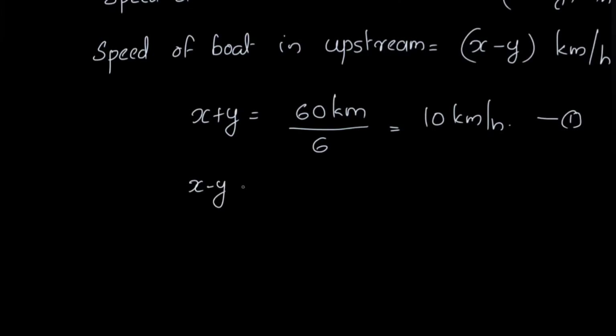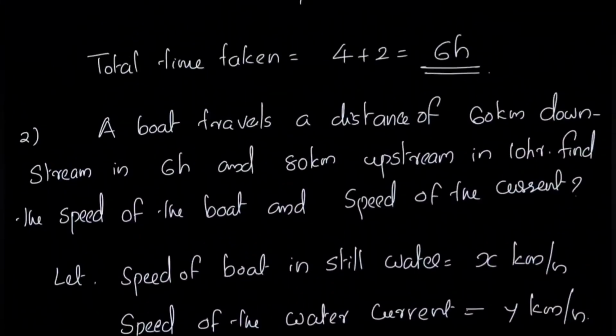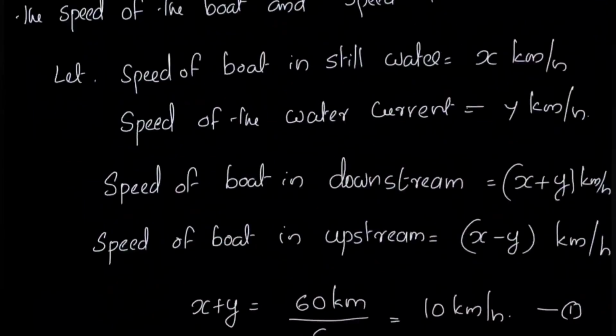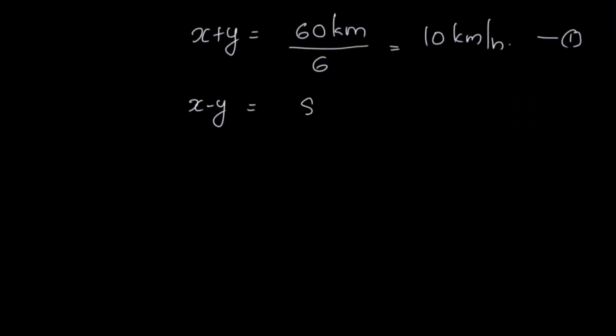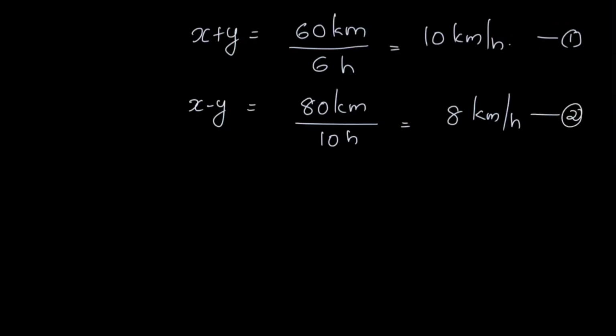Next is the upstream speed, that is x minus y. In upstream it traveled 80 kilometers in 10 hours. So it is equal to 80 kilometers by 10 hours. So it is equal to 8 kilometers per hour. This is our second equation.